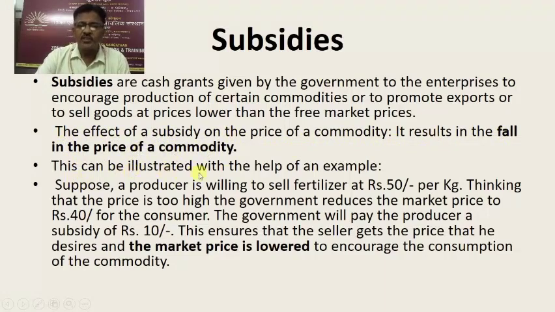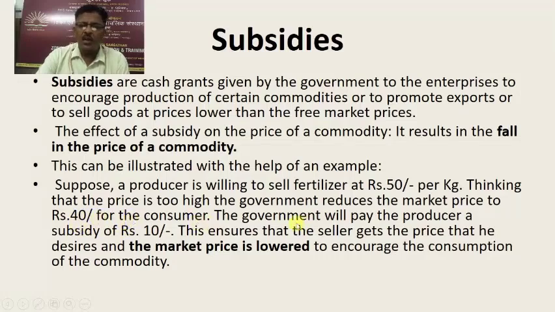This can be illustrated with the help of an example. You can take the example to understand how the subsidy is resulting in the fall in the price of a commodity. Suppose a producer is willing to sell fertilizer at rupees 50 per kilogram, thinking that the price is too high, the government reduces the market price to rupees 40 for the consumer. The government will pay the producer a subsidy of rupees 10 because the price was rupees 50, and the government reduces the market price to rupees 40 for the consumer.